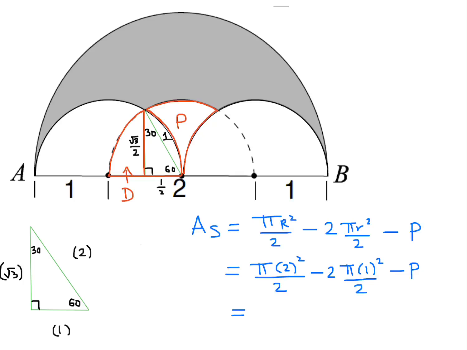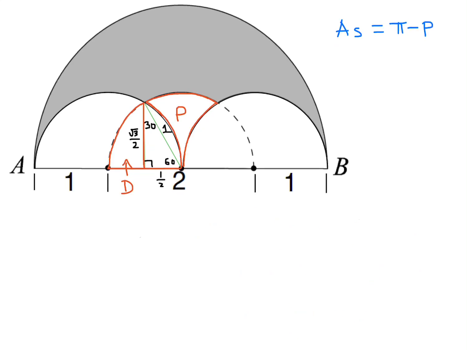This basically becomes 4 pi over 2, which is 2 pi. This becomes just pi minus P. So finally we have just pi minus P as our area of the shaded region. And that's it. We have to now just concentrate on P, and we should be able to figure this out. So I'll write that up here. AS is equal to pi minus P. Now we need to concentrate on P, since that is our pending amount in terms of area.